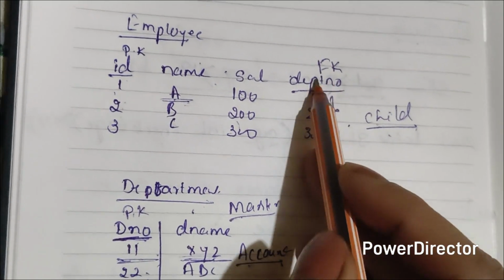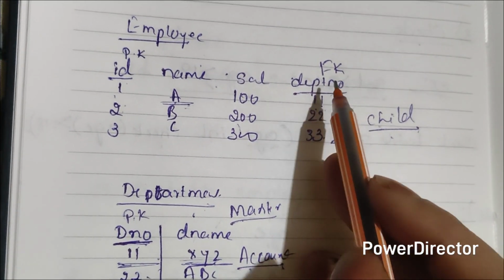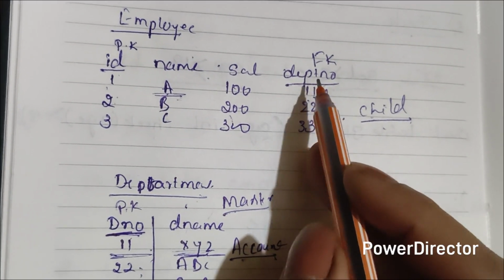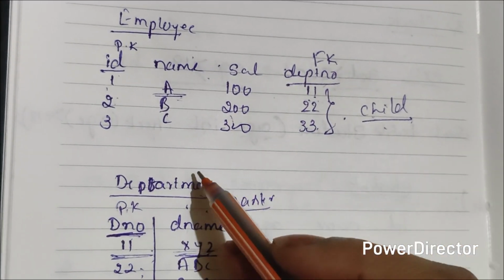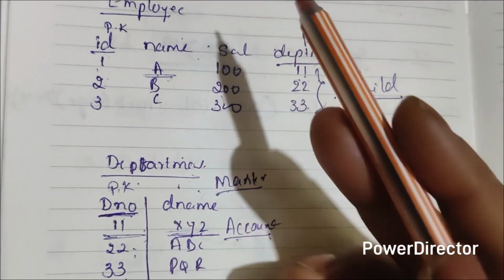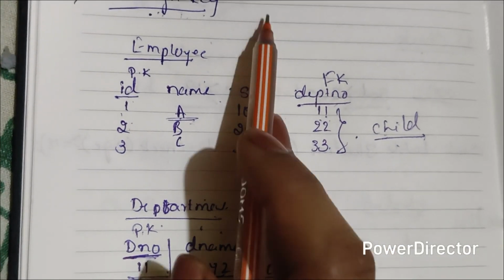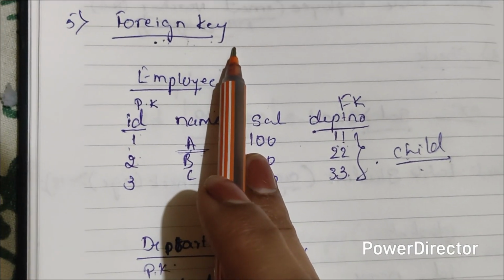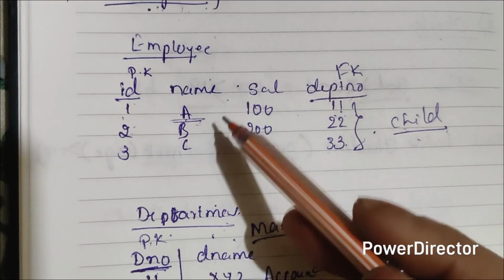So why am I giving foreign key here? Because it is a referential integrity constraint. That means it builds a relationship between these two tables, department table and employee table. That is why foreign key is called a referential integrity constraint. It is used to build the relationship between two tables.